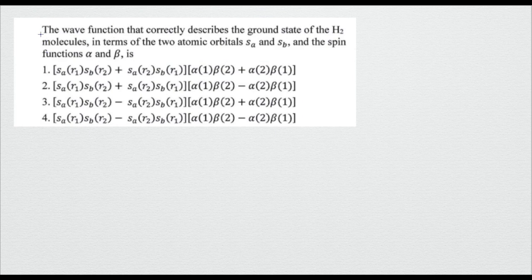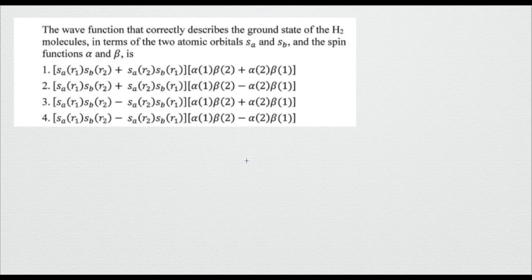Alright, so let's talk about this particular question. It is from your Slater's determinant, which says that the wave function that correctly describes the ground state of the hydrogen molecule in terms of two atomic orbitals SA and SB and the spin functions alpha and beta. Okay, so you will be having a spin part and a spatial part, right? Two parts will be there. So let's talk about the spatial part first of all.